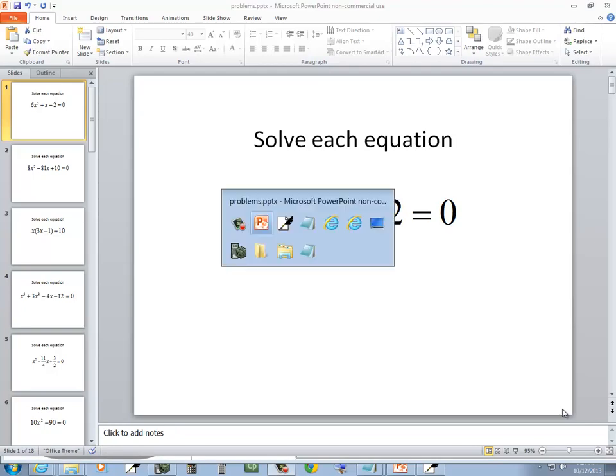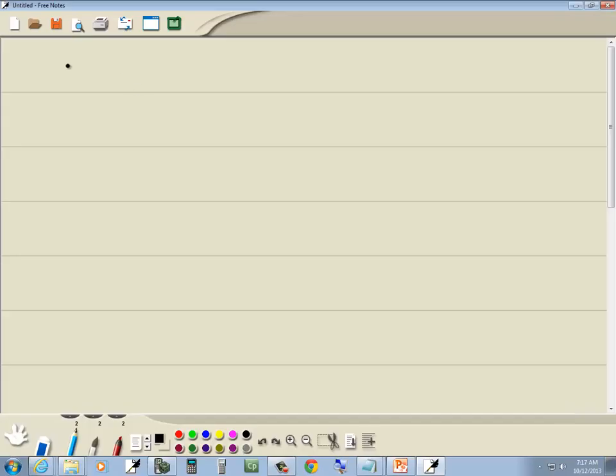Let's take a look at this problem. We've got 6x squared plus x minus 2 is equal to 0. And we want to solve this polynomial equation with the zero factor property. And zero factor property says first get 0 on one side, which we have. So that's fine. Second part says to factor.